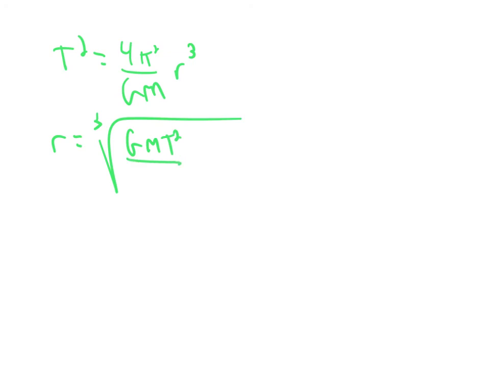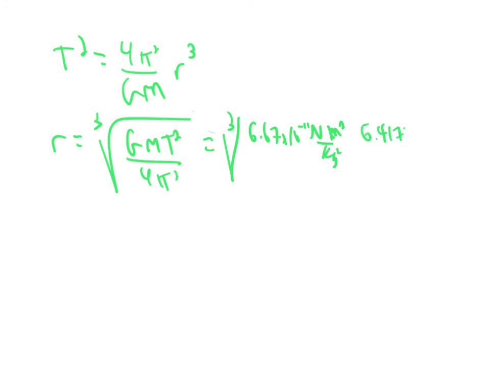Well, remember that T squared is 4 pi squared over GM times r cubed. So r is the cube root of GMT squared over 4 pi squared. We should plug in our numbers. So we have the cube root of 6.67 times 10 to the minus 11 newton meter squared per kilogram squared times the mass of Mars, which is 6.4171 times 10 to the 23rd kilograms.